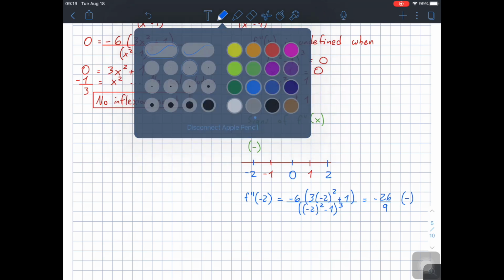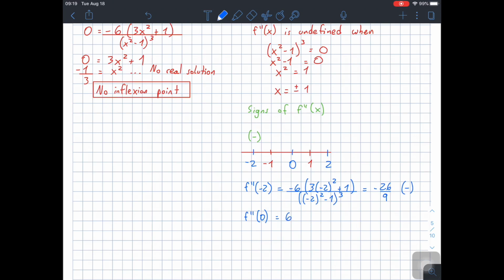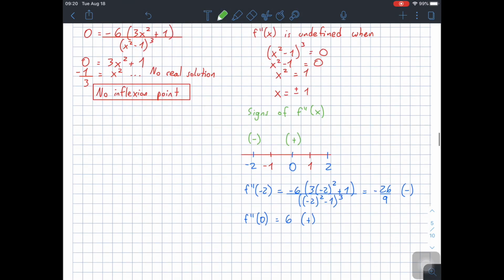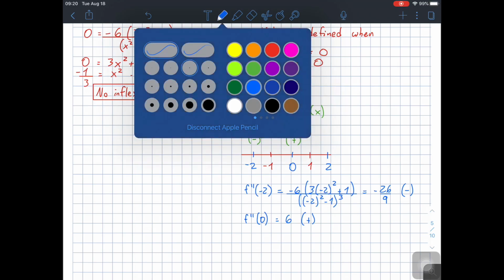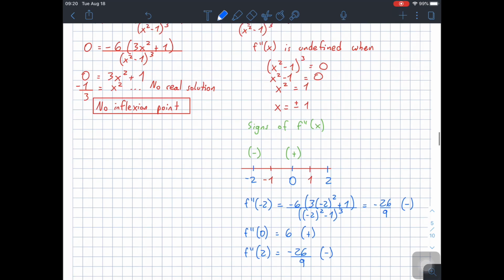If I do the same analysis for f second of 0, we're going to get as a result 6, right? If you solve for this, you're going to get 6, and this is a positive value. So for this interval, we have positive concavity. And finally, if I find f second of 2, we're going to get, again, negative 26 over 9, which is a negative value. So this, once again, is negative here.